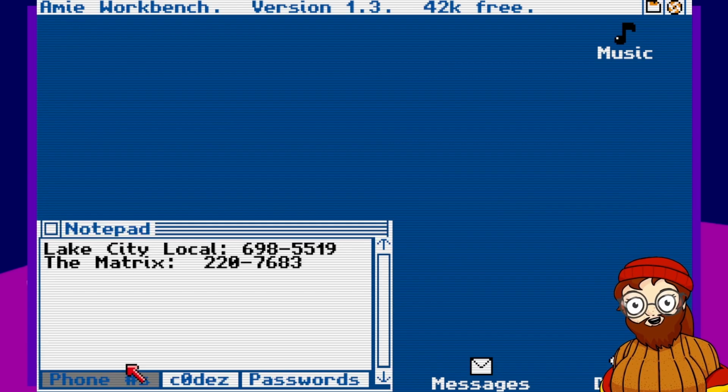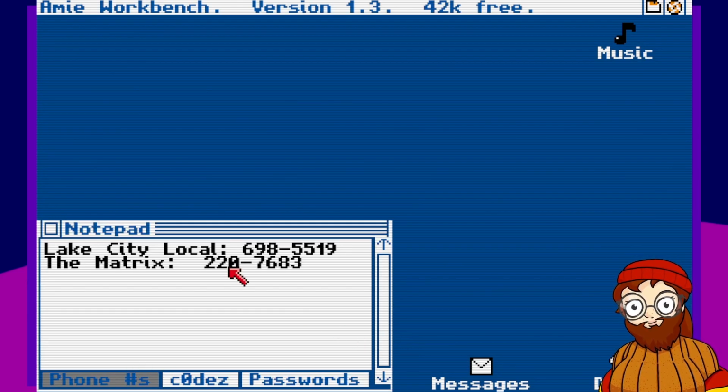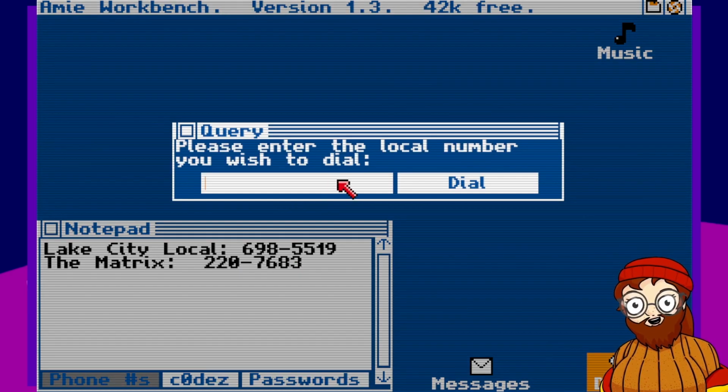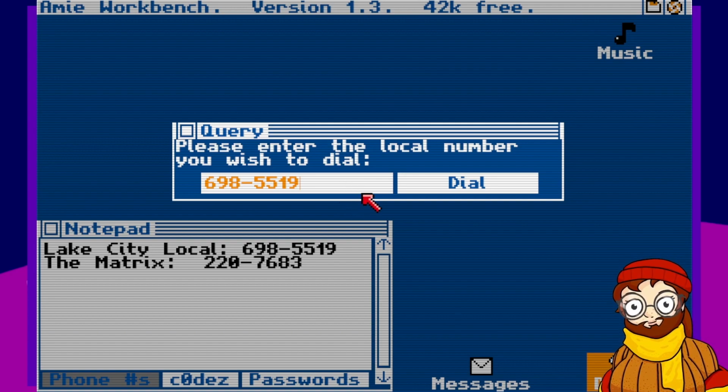We're disconnected. So now we can open our notepad. And it got our numbers over here, so that's nice. Now I don't have to remember or check right beforehand. 698-5519. Oh, I didn't think about that. Oh, well, that's not a big deal.